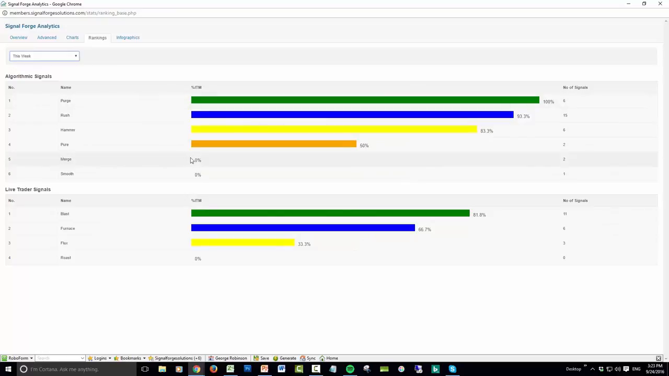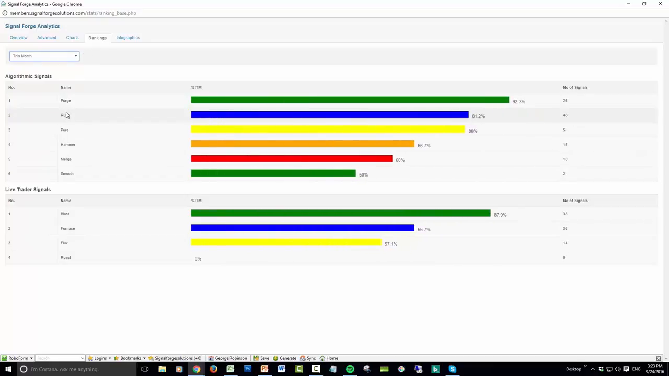So as for what system to turn on, well, you would have been better off to have this system turned off for this week, and Flux turned off and Pure turned off this week. But if you look at it monthly, you can see that Flux is borderline. Smooth was not profitable in the month, but Pure has done very well. So just because it was not so good that last week doesn't mean to say that it's not going to be good overall, or throughout the next couple of weeks. And then of course you can go back and look since the start of time.